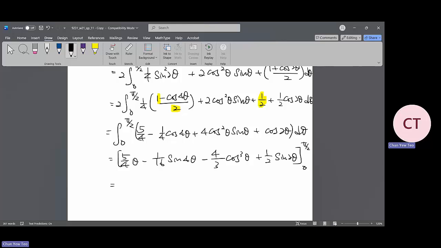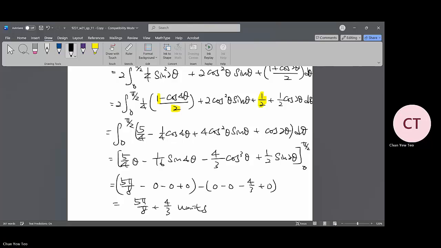So if you substitute them inside, you will get 5 over 8 pi. This one is sine 4 theta, it will be 0. Minus the 0, minus the 0, minus a 4 over 3, plus a 0. Okay, so at the end, you will get 5 pi over 8 plus 4 over 3 unit square. Done. So this will be the answer for question number 6C.